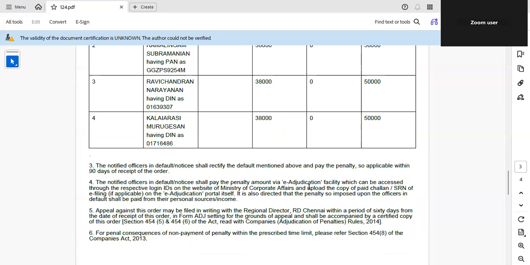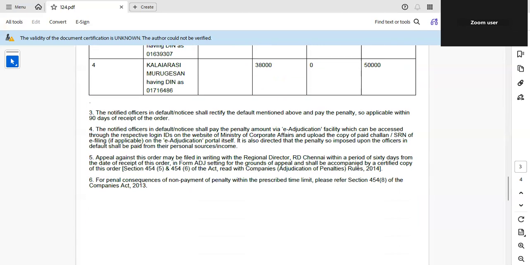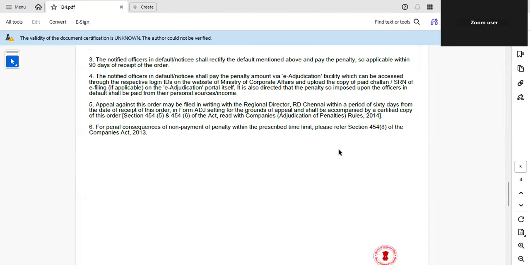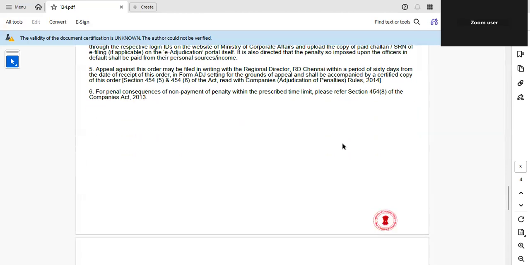ROC directions: the order mandates that the penalty be paid within 90 days through the MCA e-adjudication portal. Officers must pay from their personal funds. The right to appeal is there. An appeal can be filed before the RD within 60 days in Form ADJ with a certified copy of the order. Non-payment consequences: as per Section 454(8), if the penalty is not paid within time, then penal consequences are there.